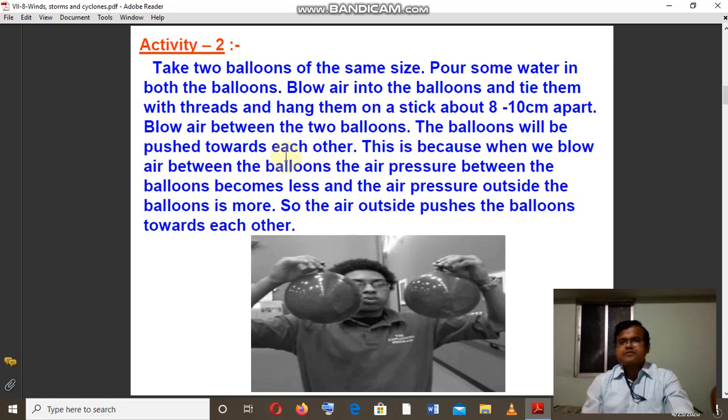Take two balloons of the same size, pour some water in both balloons, blow air into the balloons, tie them with threads and hang them on a stick about 8 to 10 centimeters apart. Blow air in between the two balloons. What do you observe? The balloons will be pushed towards each other. Why? When you blow air between the balloons, the air pressure between the balloons becomes less and the air pressure outside the balloons is more. So the air outside pushes the balloons towards each other.